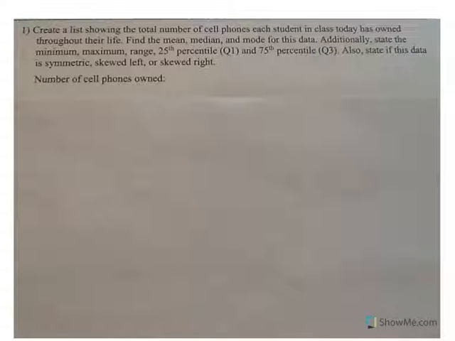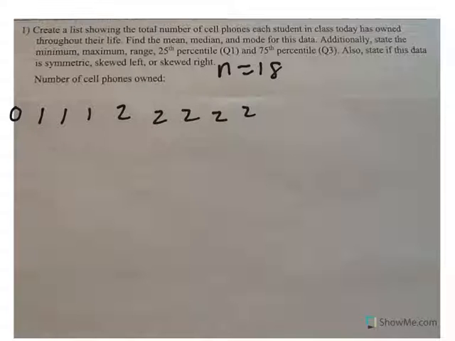Okay, for this problem, let's pretend we have 18 people in the class. One of them has never had a cell phone. 3 of them have had one cell phone. 5 of them, 1, 2, 3, 4, 5, have had 2 cell phones. 3 people have had 3 cell phones. 3 have had 4 cell phones. And 3 have had 5 cell phones. Okay, and we're going to find all kinds of information about this.